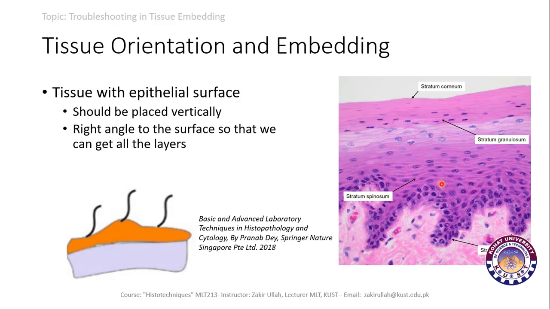For example, these are the different layers of the epithelial surface. This is the stratum corneum, the stratum granulosum, the superficial layer, and the subcutaneous layer, and these are the stratum spinosum and the deeper layers of the skin. As we can see in this image, all the layers can be seen in these smears. So this is how the tissue which contains the epithelial surface is oriented.